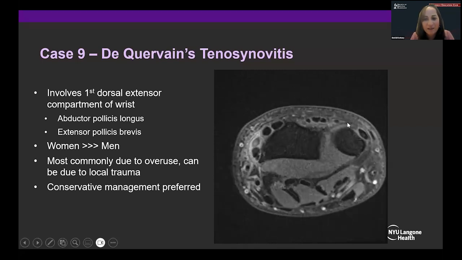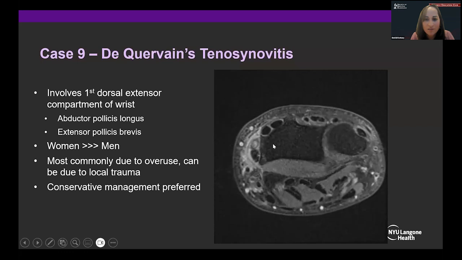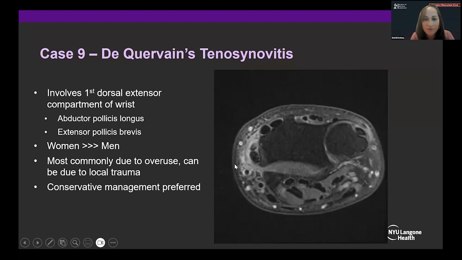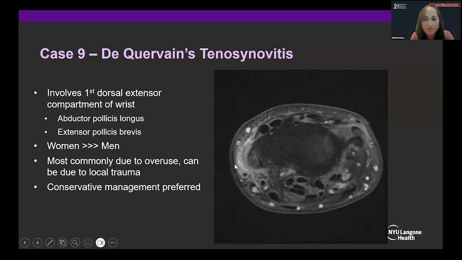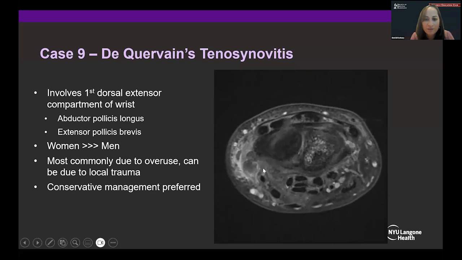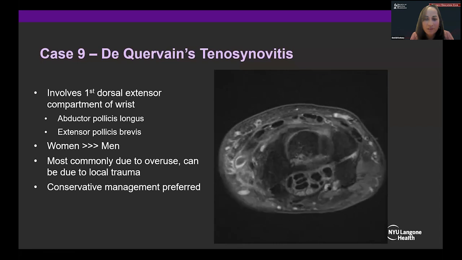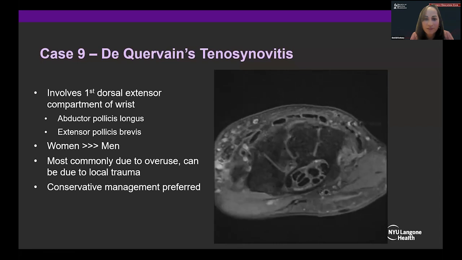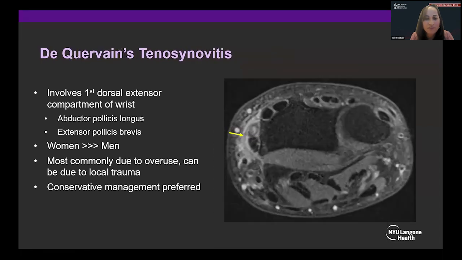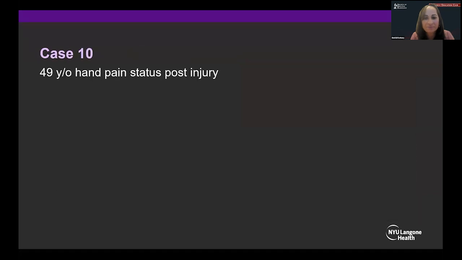And here we see thickening and hyperintense signal within those first extensor tendons with prominent fluid surrounding the tendons. And then as we go distally, we're seeing again that high signal tendinosis of the abductor pollicis longus and extensor pollicis brevis with surrounding tenosynovitis. So this is consistent with de Quervain's.